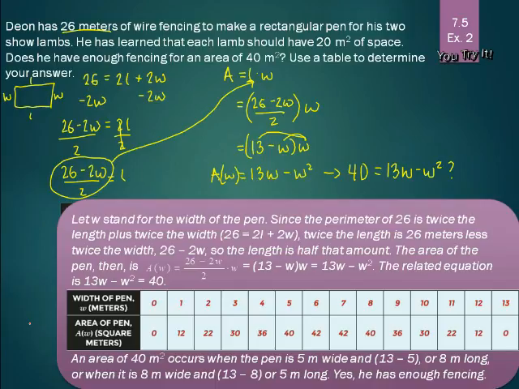We have our table. An area of 40 meters squared occurs when the pen is 5 meters wide and 13 minus 5 or 8 meters long, or when it is 8 meters wide and 13 minus 8 or 5 meters long. Yes, he has enough fencing.